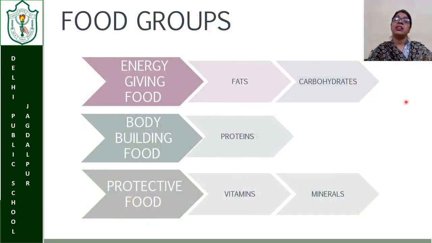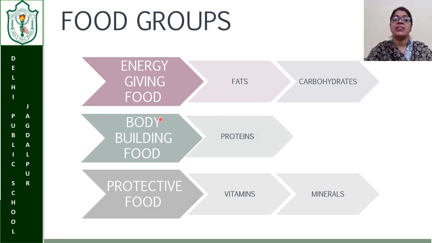When we classify these important components into categories, we divide them into 3. One is the components that give energy. So these are called energy giving food. The kind of food that gives us energy holds fats and carbohydrates. So the food sources that have carbohydrates and fats in them give us energy.